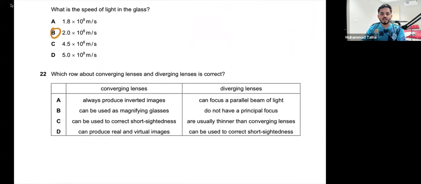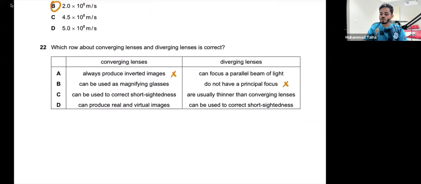Which row about converging and diverging lenses is correct? Converging lenses always produce inverted images. This is wrong. In what I call case 6, where an object is placed between O and F, it can produce a virtual upright image which is on the same side of the lens as the object. Converging lenses can be used as magnifying glasses. True. Diverging lenses do not have a principal focus. False. Diverging lenses do have a principal focus. Converging lenses can be used to correct short-sightedness.